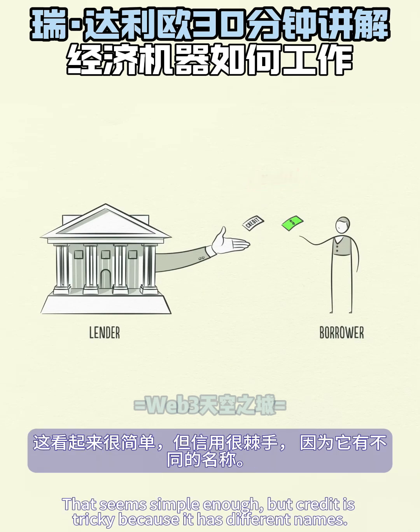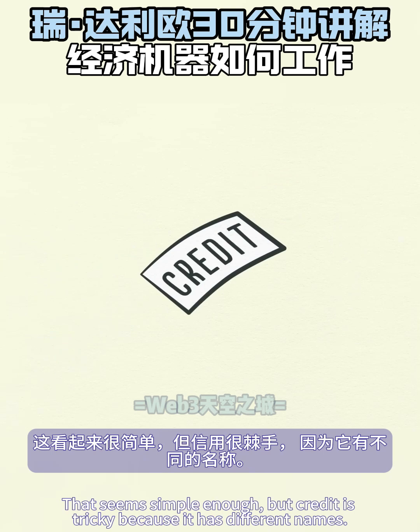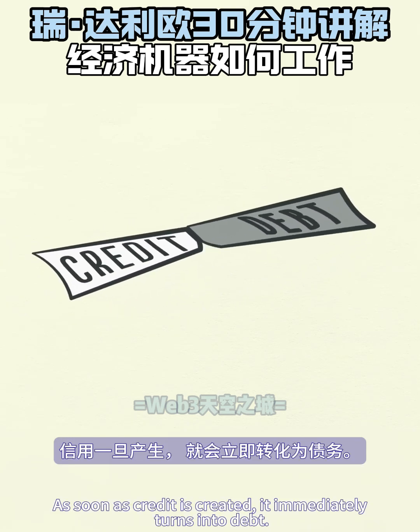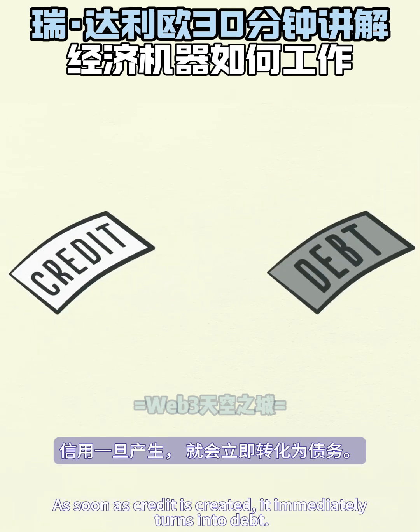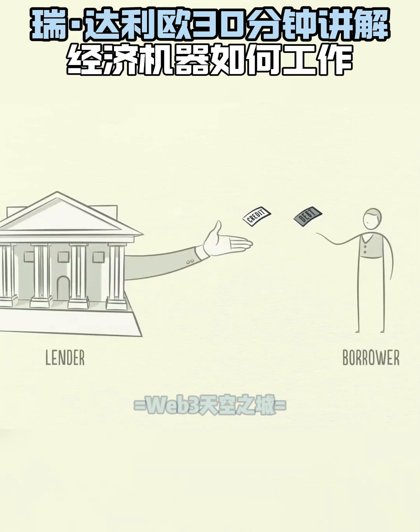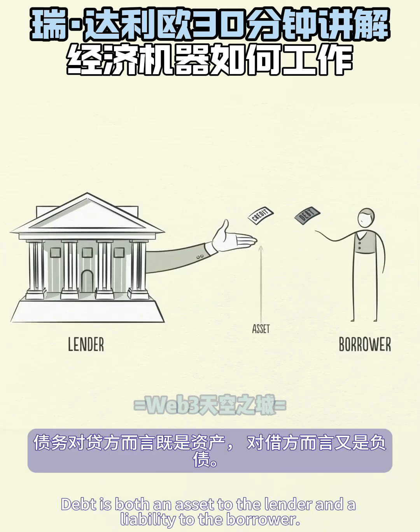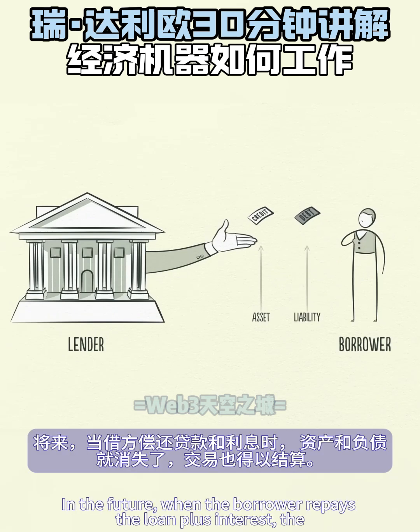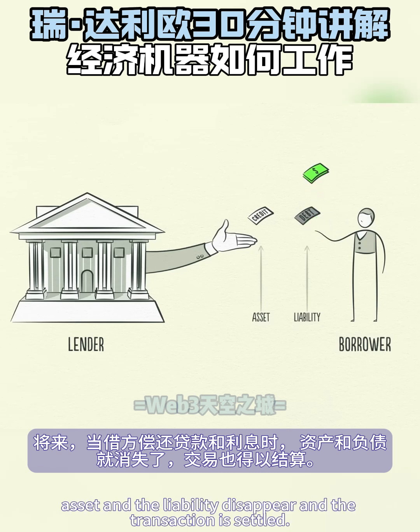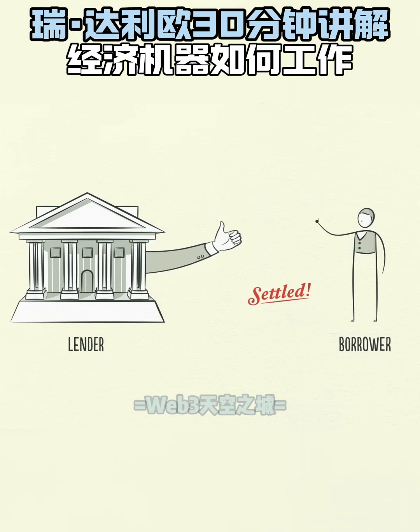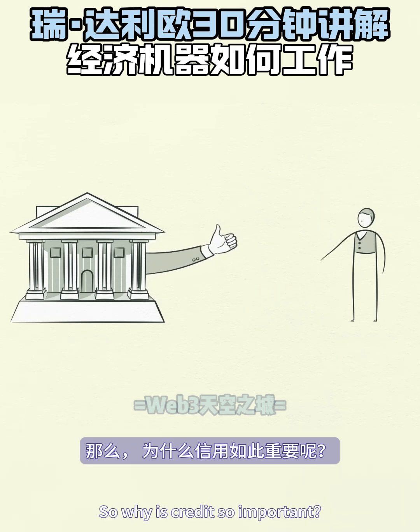That seems simple enough, but credit is tricky because it has different names. As soon as credit is created, it immediately turns into debt. Debt is both an asset to the lender and a liability to the borrower. In the future, when the borrower repays the loan plus interest, the asset and the liability disappear and the transaction is settled. So why is credit so important?